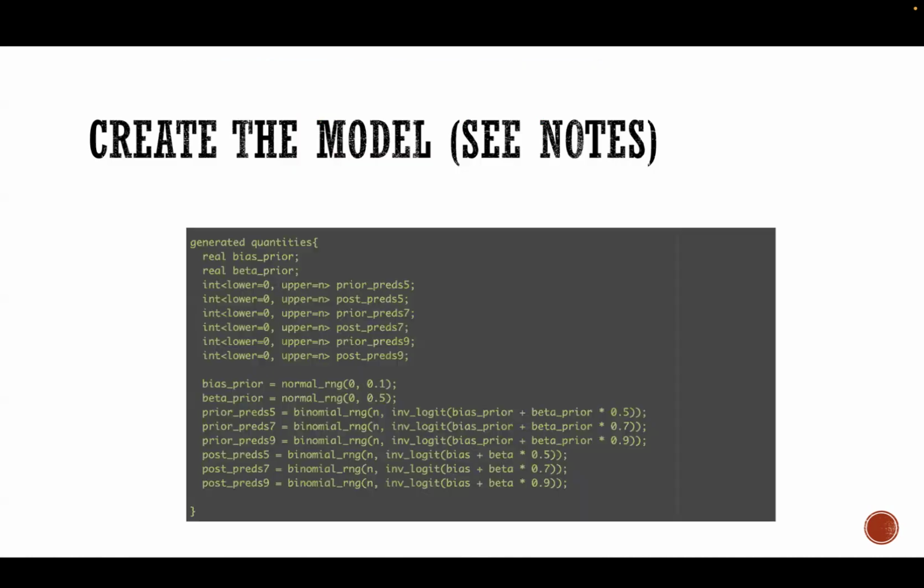Okay, so we then create the model, and on top of that, we add some generated quantities, right? Because now we're starting to do all our model quality checks. And so we have bias prior and beta prior, so we can save the priors for our prior predictive checks and for our prior posterior updates. The real numbers, they're in this infinite space of log odds. We then create prior predictions and posterior predictions.